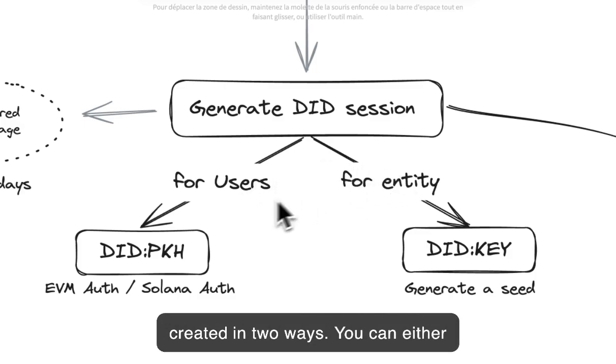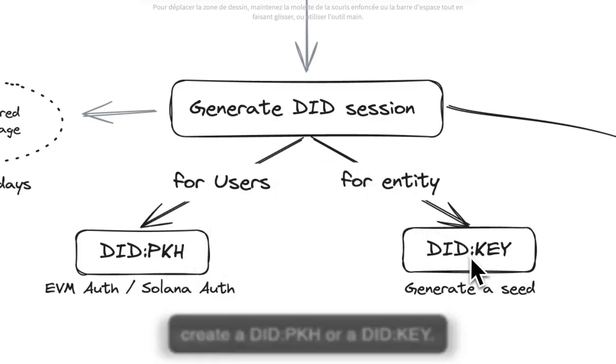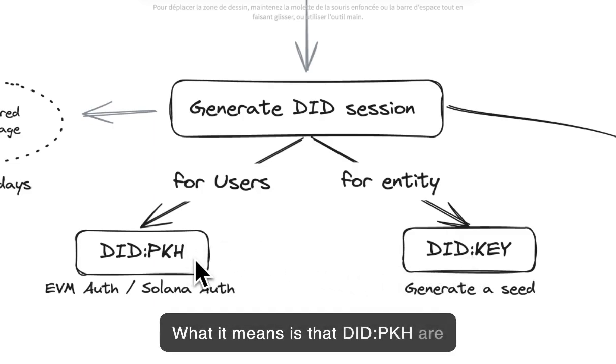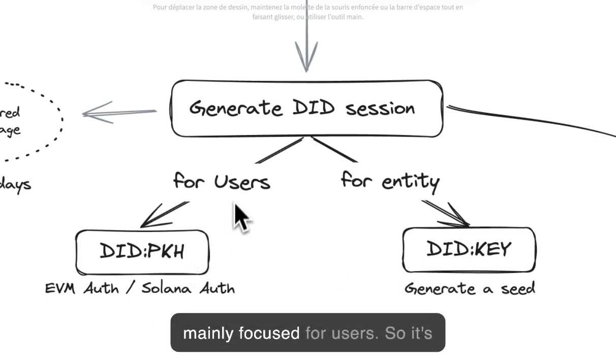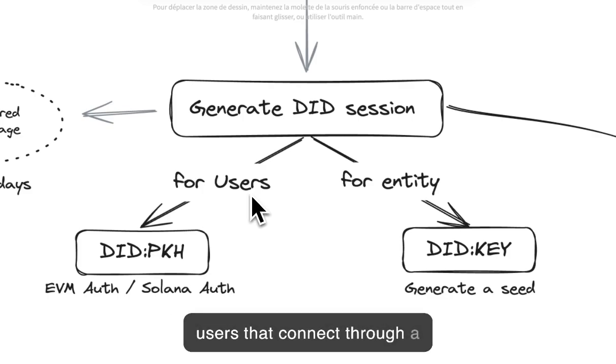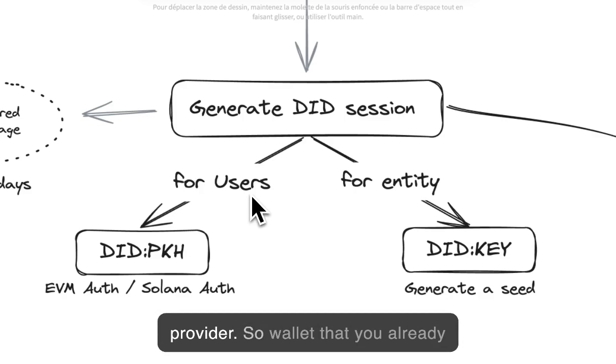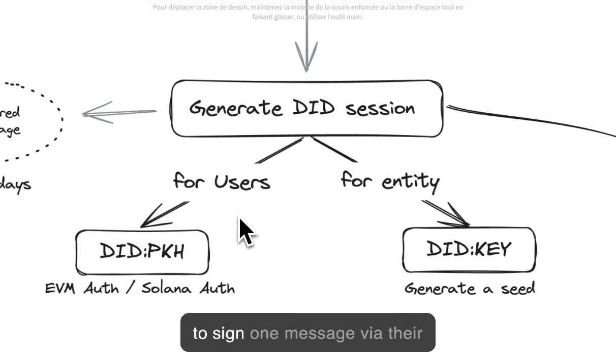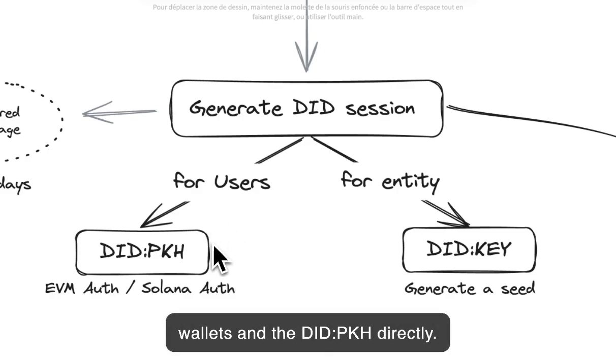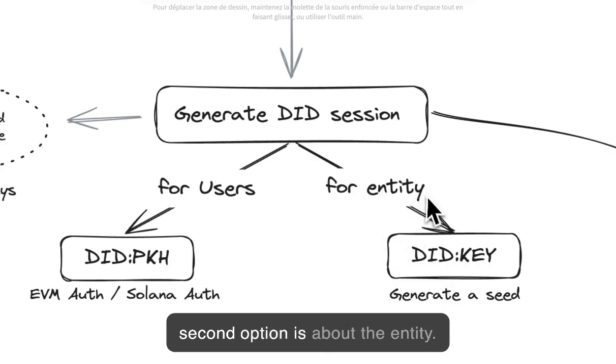You can either create a did:pkh or a did:key. What it means is that did:pkh are mainly focused on users. So it's users that connect through a provider, a wallet that they already own, either EVM or Solana or Tezos today. And basically they just need to sign one message via their wallets, and they create the did:pkh directly.